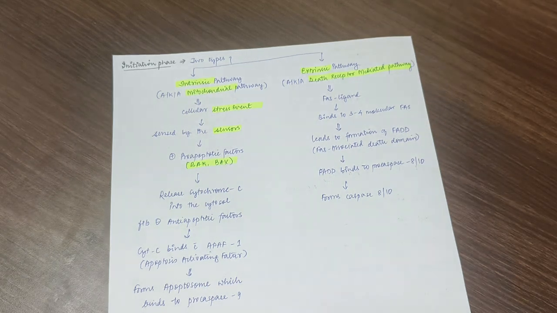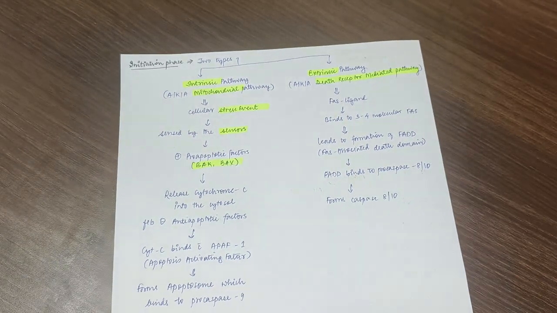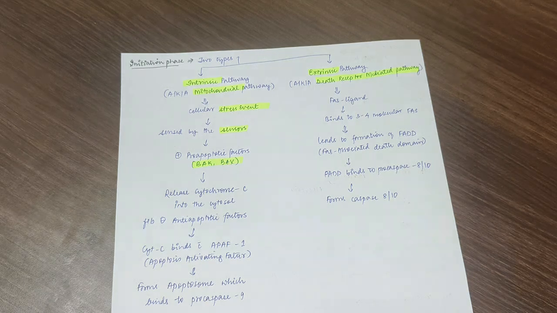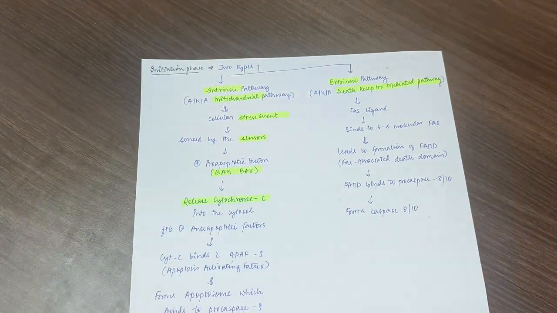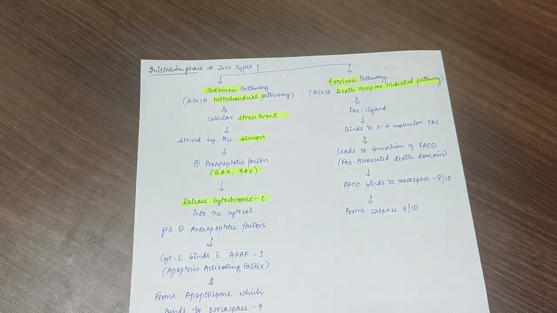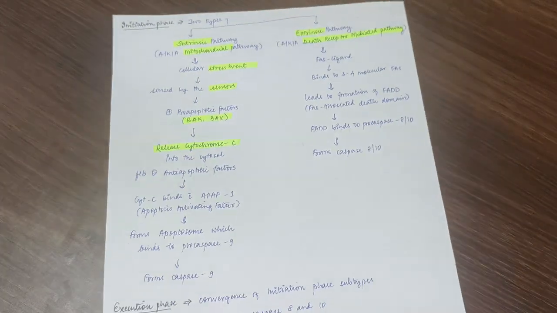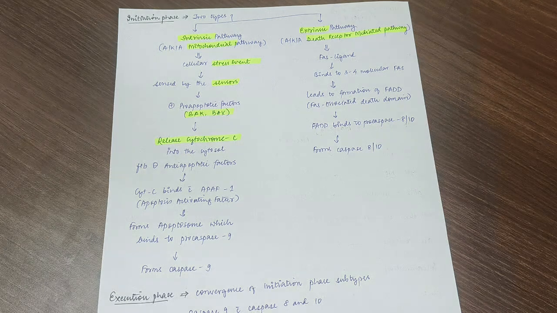After activation of these pro-apoptotic factors, what will it lead to? It will lead to the release of cytochrome C. Remember, cytochrome C is released into the cytosol. Correspondingly, there will be inhibition of anti-apoptotic factors. Remember, if pro-apoptotic factors are increasing, the anti-apoptotic factors should decrease. In the same way, the pro-apoptotic factors make sure that anti-apoptotic factors are inhibited.